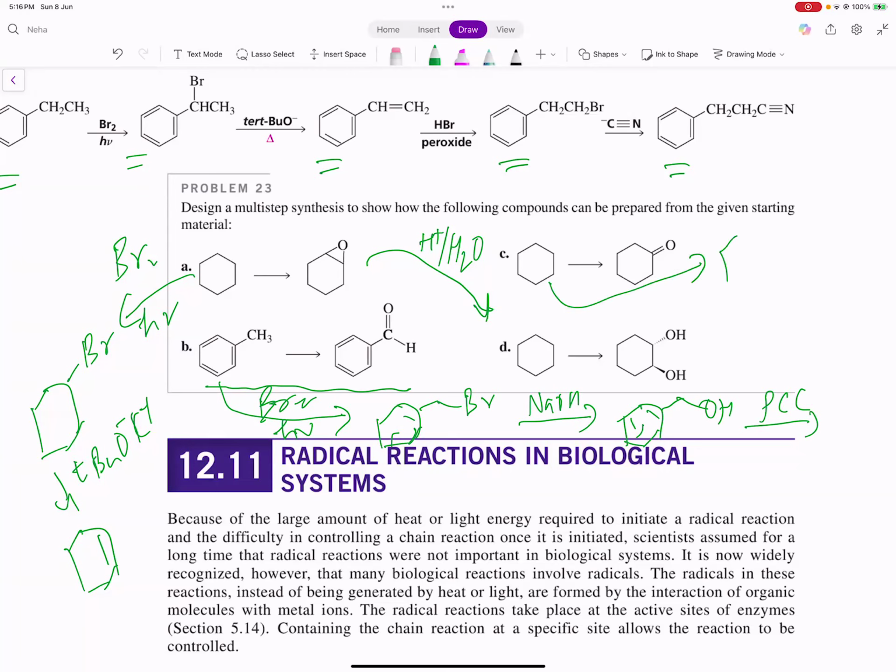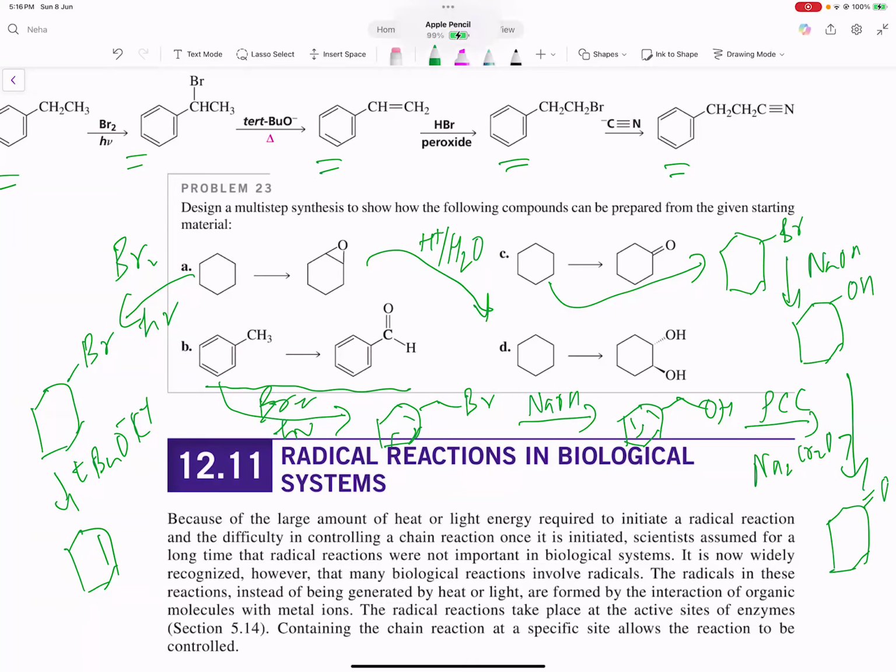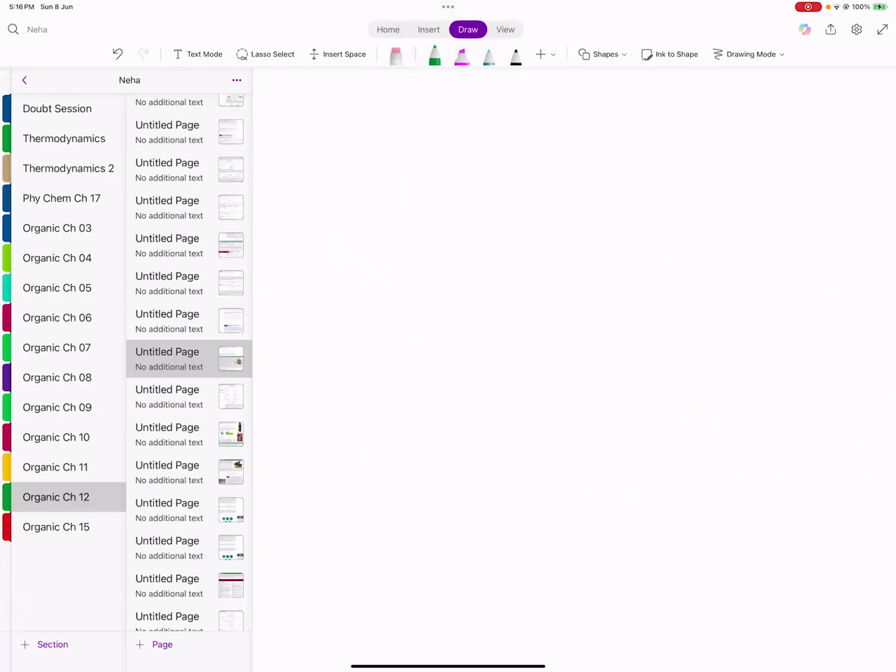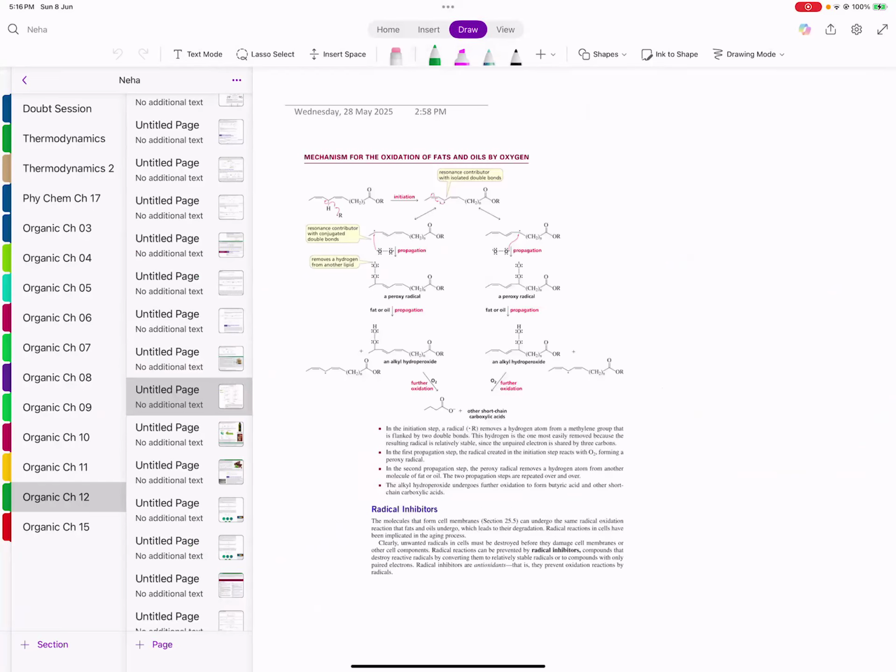Here what I can do, I can brominate it. Again, the same thing, halogenation. Then what I can do is NaOH, SN2. And then I can oxidize it. This is a secondary alcohol, so I can use Na2Cr2O7, and I will get a ketone. Secondary alcohol. See, so we are done here. And we don't need all these.